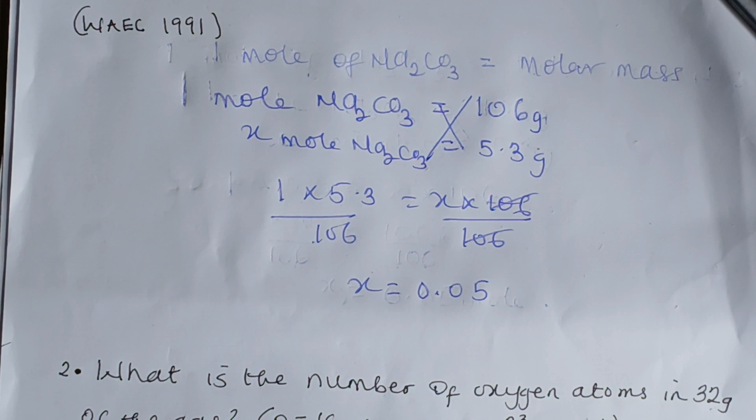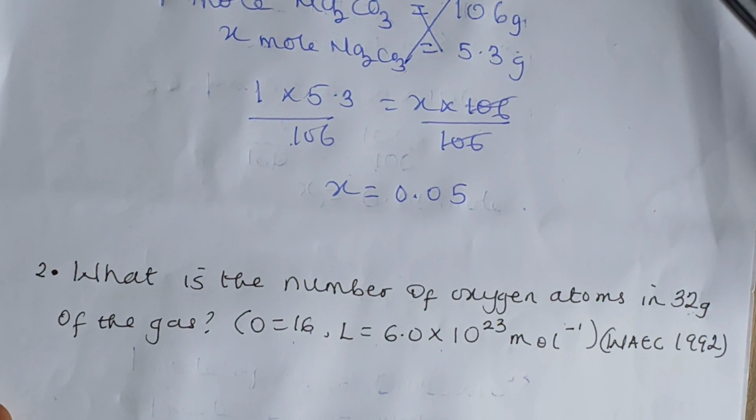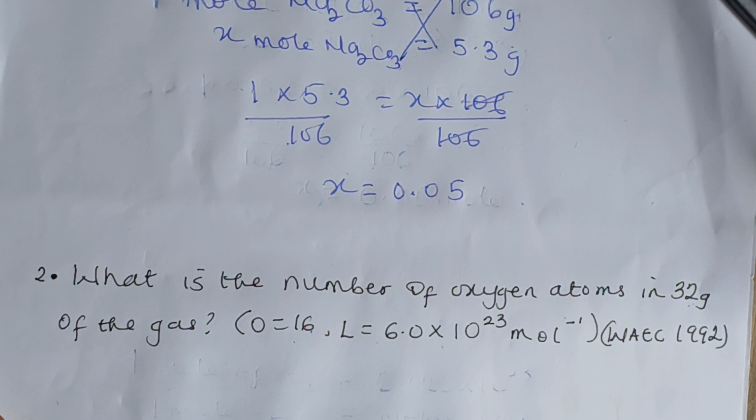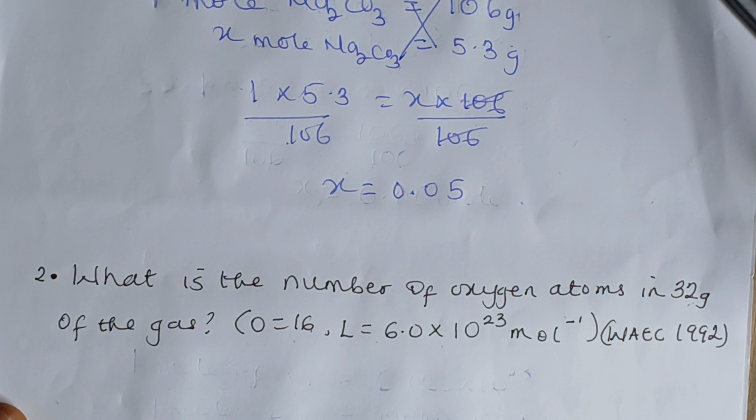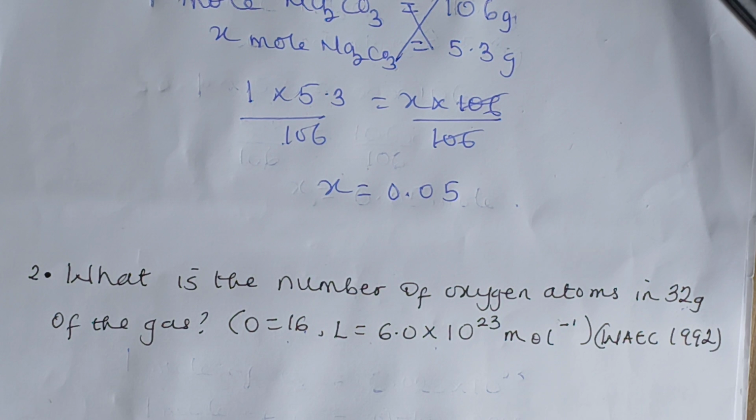The next question is, what is the number of oxygen atoms in 32 gram of the gas? And for you to know what to do, check the parameters given. Oxygen is 16. Avogadro's number is 6.023. It can also be 6.0 times 10 raised to the power 23 per mole.